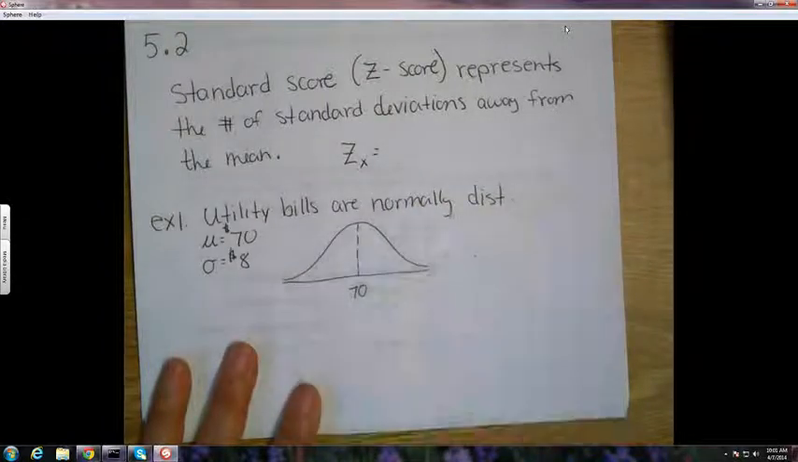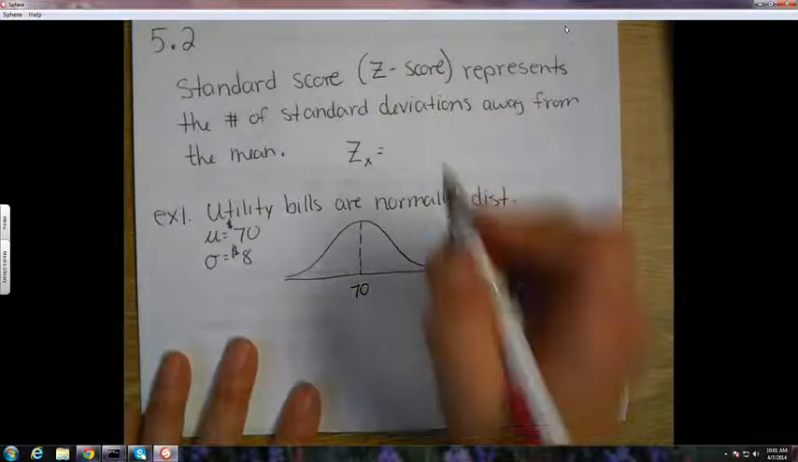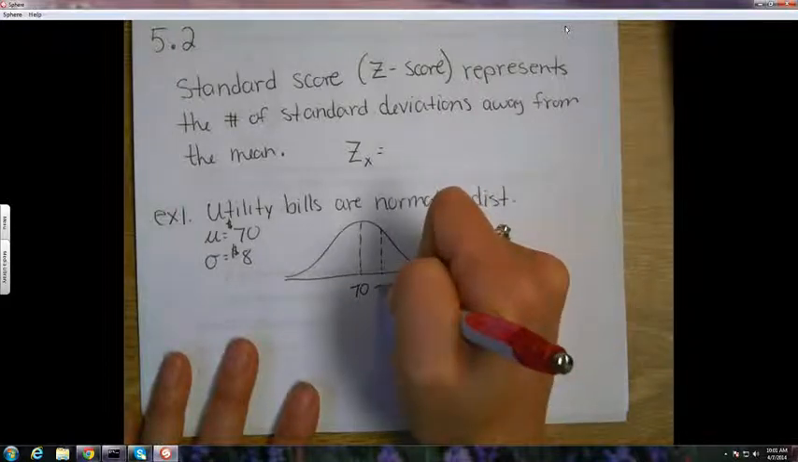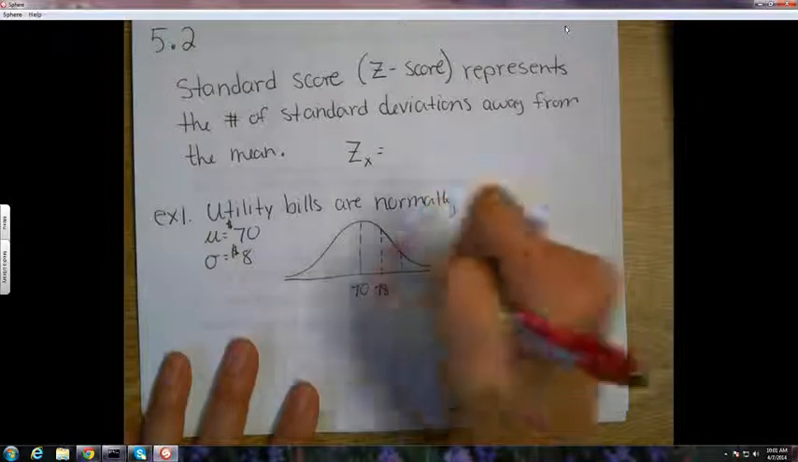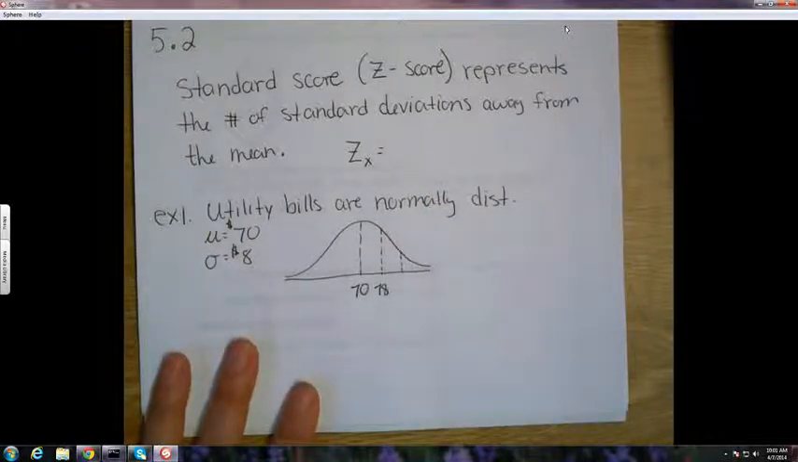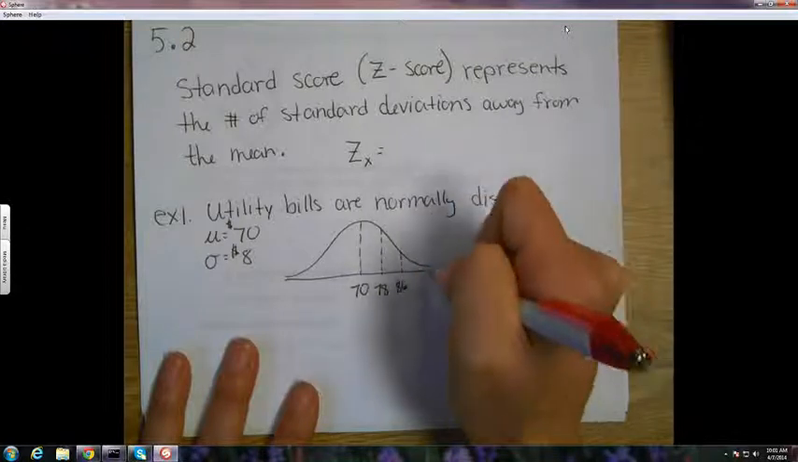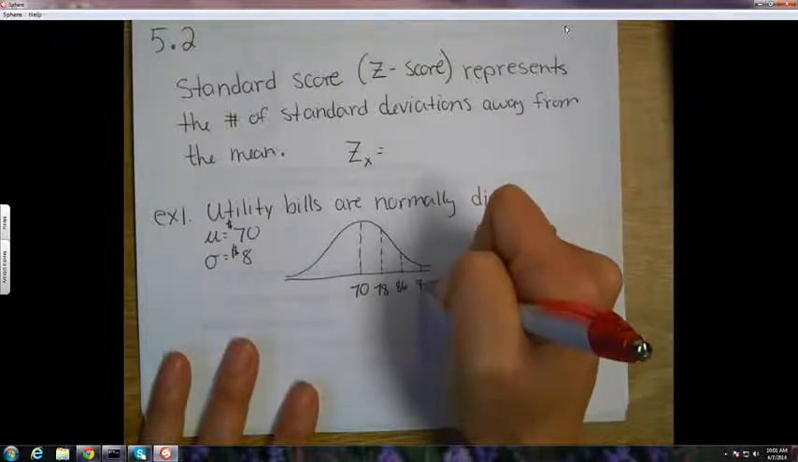So $70 is the mean. One standard deviation above would be $78. I'm just adding the 8 on. The next one would be 86, and the last one 94.